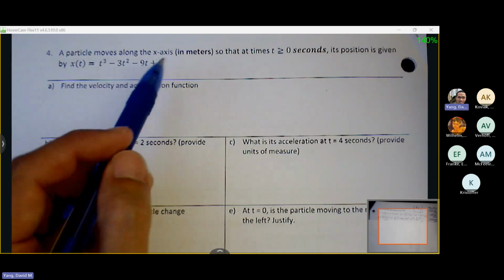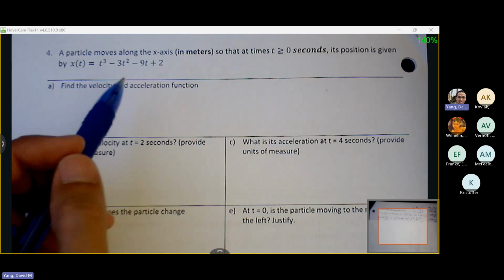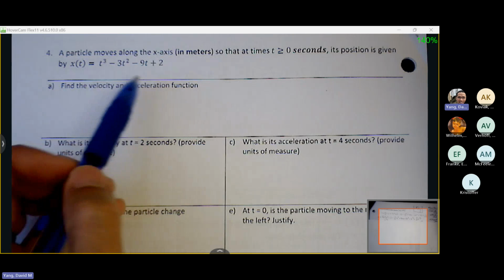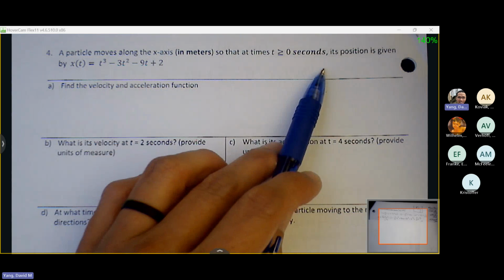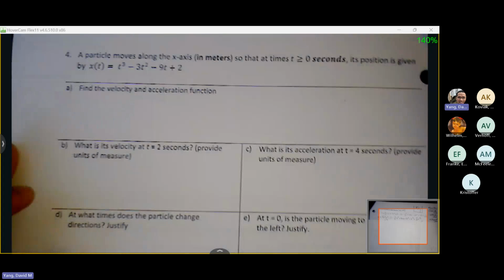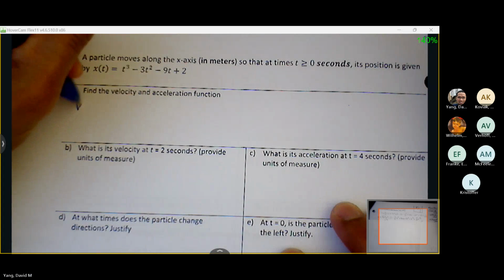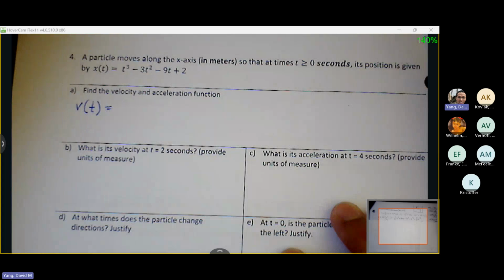Okay, a particle moves along the x-axis in meters so that at times t greater than or equal to 0, its position is given as x of t. So the units are meters and seconds. Okay. All right, find the velocity and acceleration function. Derivative. First derivative would be velocity. Second derivative will be acceleration.